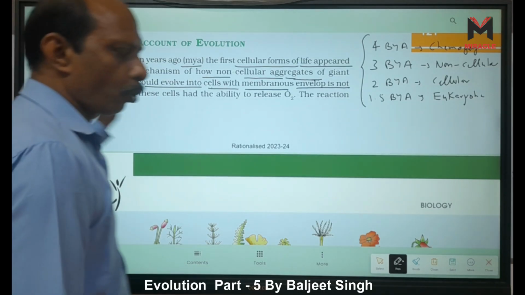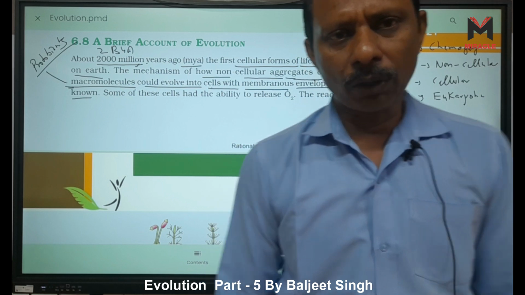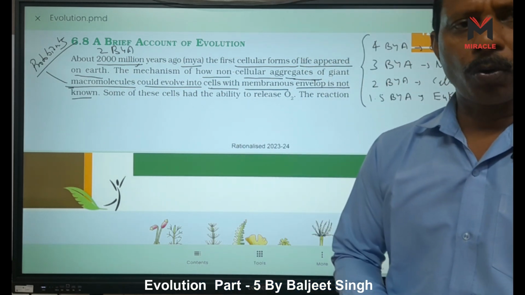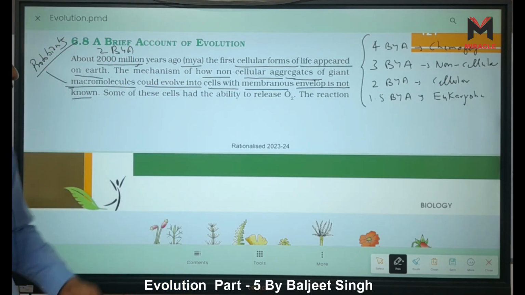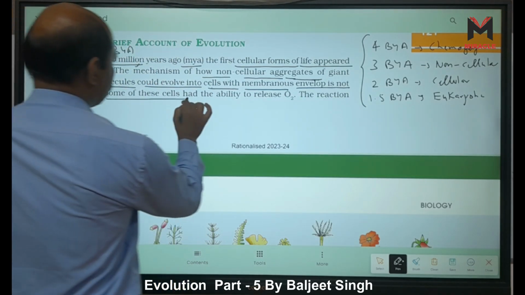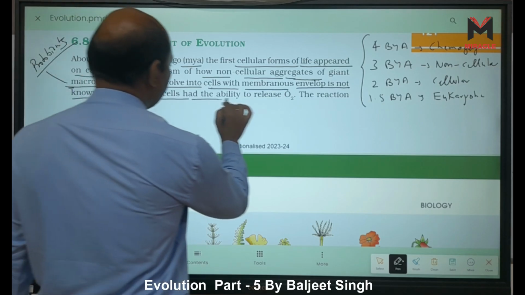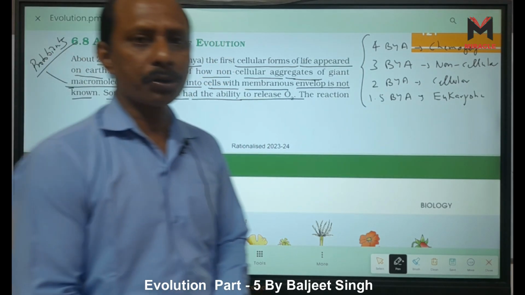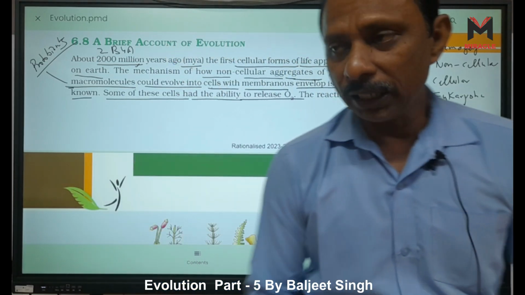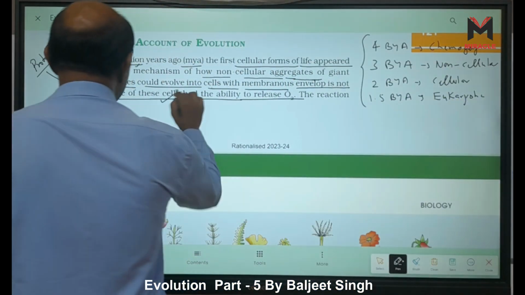And through protobionts, what happens? Due to mutation, first cellular or prokaryotic cells form, right? RNA world then comes, right? Okay. Some of these cells have the ability to release oxygen. This one is called the oxygen revolution. Oxygen revolution means it comes from where? Some of these cells, which cells?